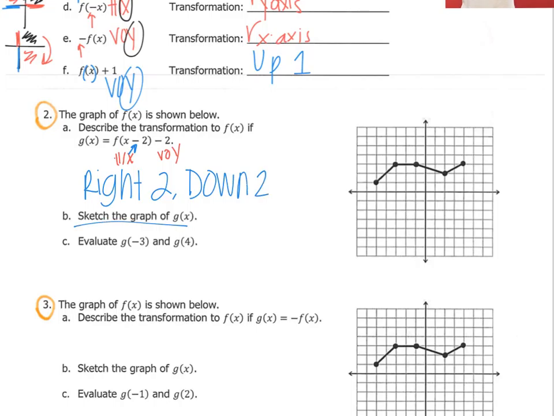So for part B, where it says sketch the graph of g of x, you're literally going to take each point, move it to the right 2, and down 2. So I'm taking this point right here, going right 2, 1, 2, down 2, 1, 2, plot the new point. Then move on to the next one. Right 2, down 2, plot. Move on to the next one. Right 2, down 2, plot. So on and so forth until you are all the way done with all of the points and you have connected to make the new function g of x.